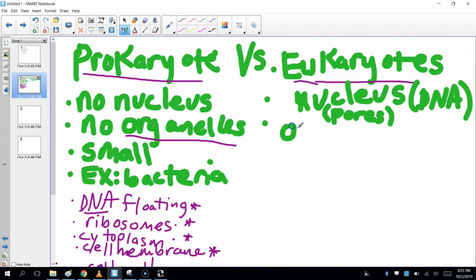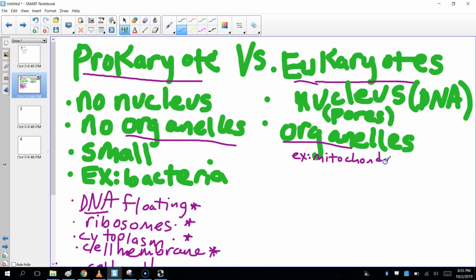Eukaryotes also have membrane-bound organelles. Okay, organelles. I don't know if you ever noticed that the word organelles has the word organ in it. So these organelles are like mini organs. They have jobs, right? So there's the mitochondria, there's the nucleus, just to name a few, the Golgi. Those are just examples of these complex organelles that the eukaryotes possess, and the prokaryotes do not.